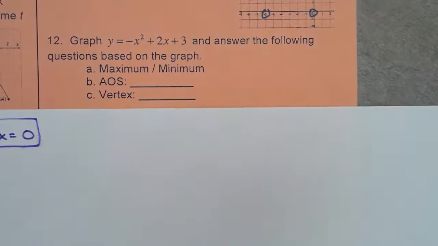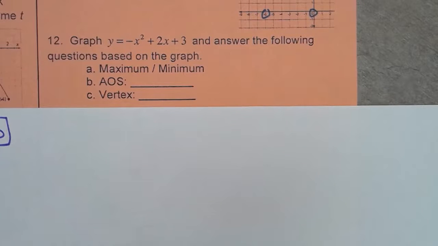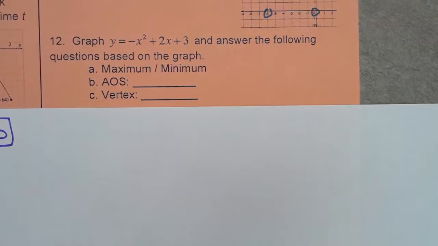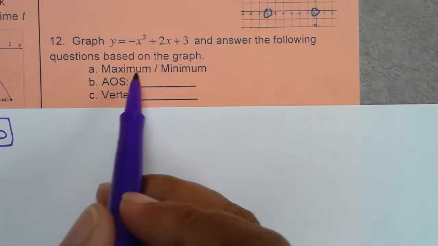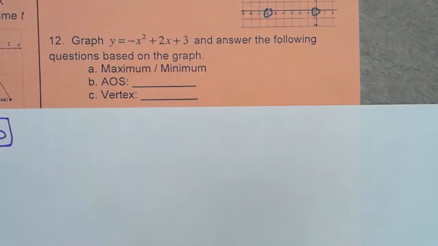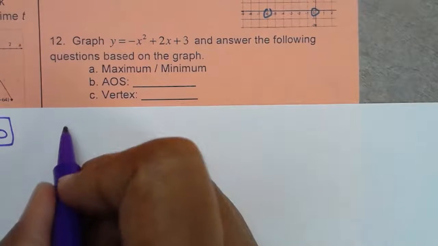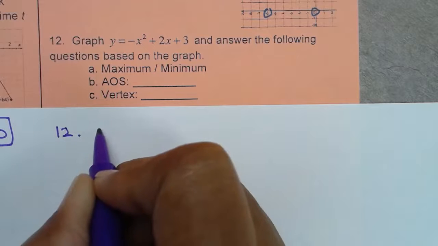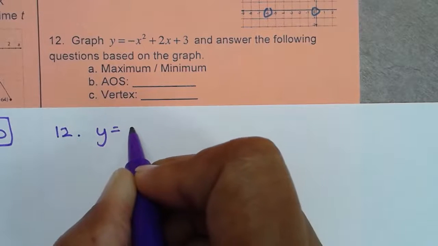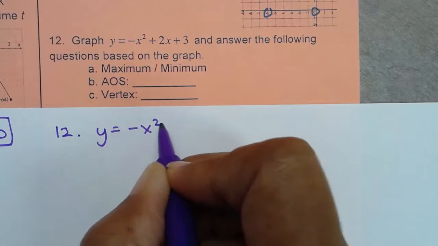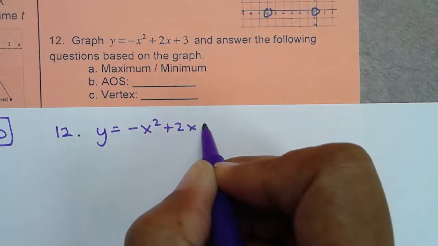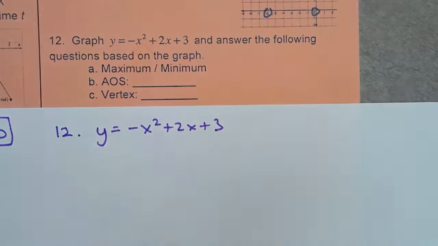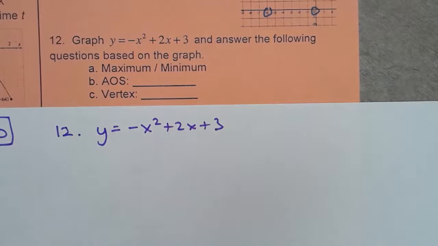So let's go ahead and start by getting the vertex, because you'll need that first before you can figure out if it's a maximum or minimum, but I want us to know also what the value is. So let's start off with our vertex. So we have -x² plus 2x plus 3. So we're going to graph this. In order to graph this, we first need to find out what the vertex is.